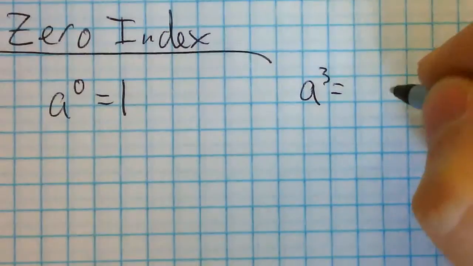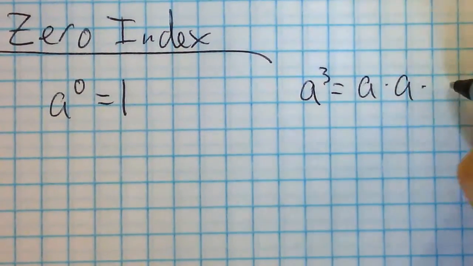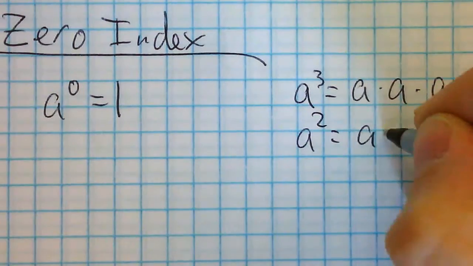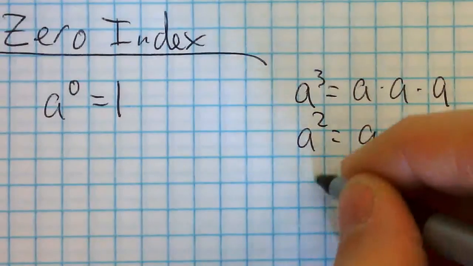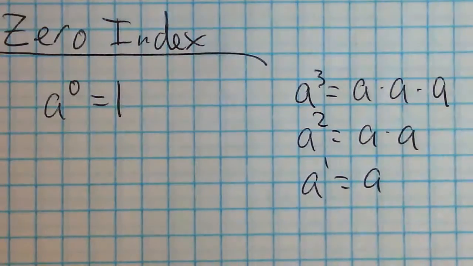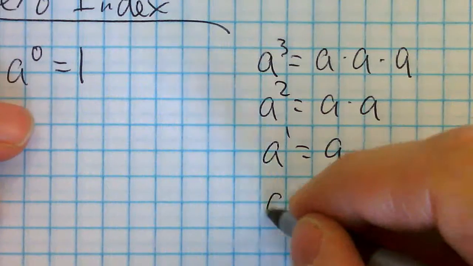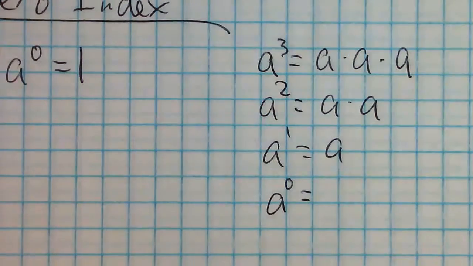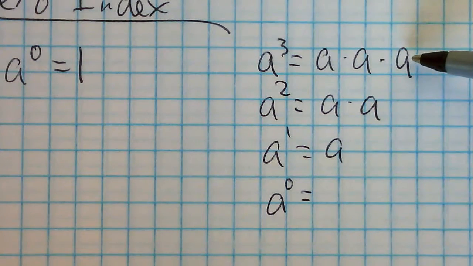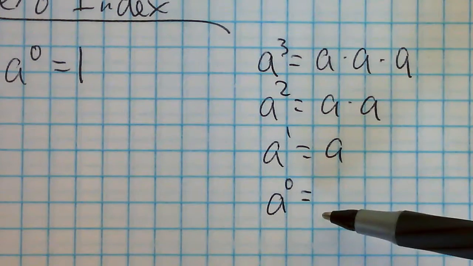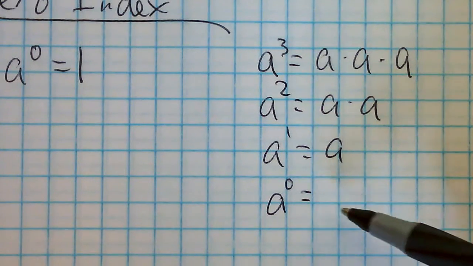a to the third would equal a times a times a. A squared would equal a times a. A to the 1 just equals an a. Now, some of you are tempted to say when we get down here, oh, a to the 0, that it would equal 0. But here's the thing. What are we taking away from each of these each time? We're just taking an a away, right? As this number goes down 1, we take away an a. So there's no a's here. I agree, there are 0 a's.